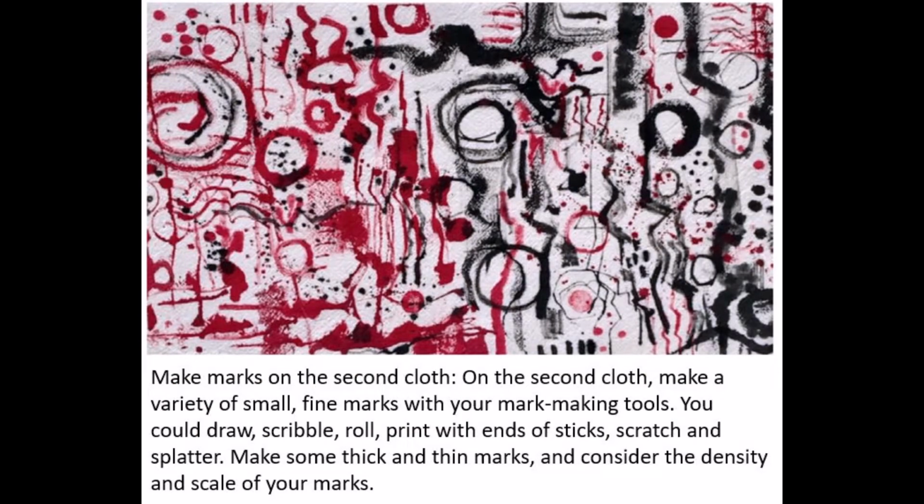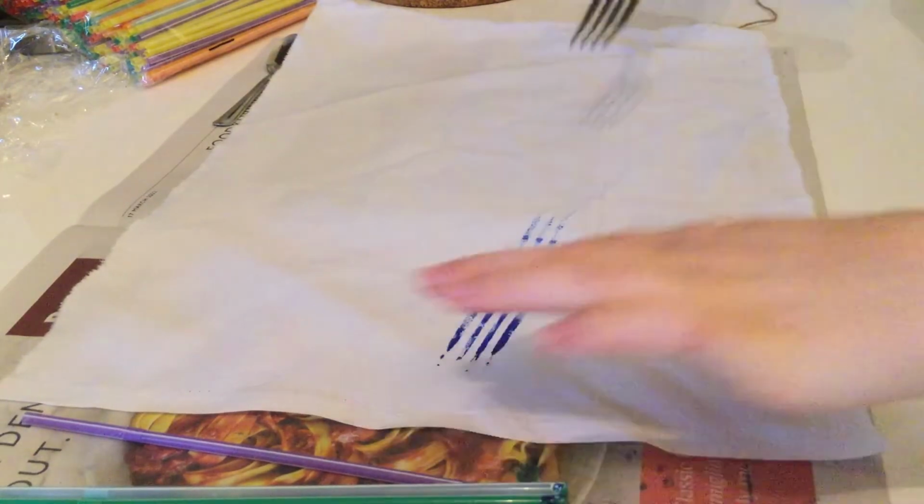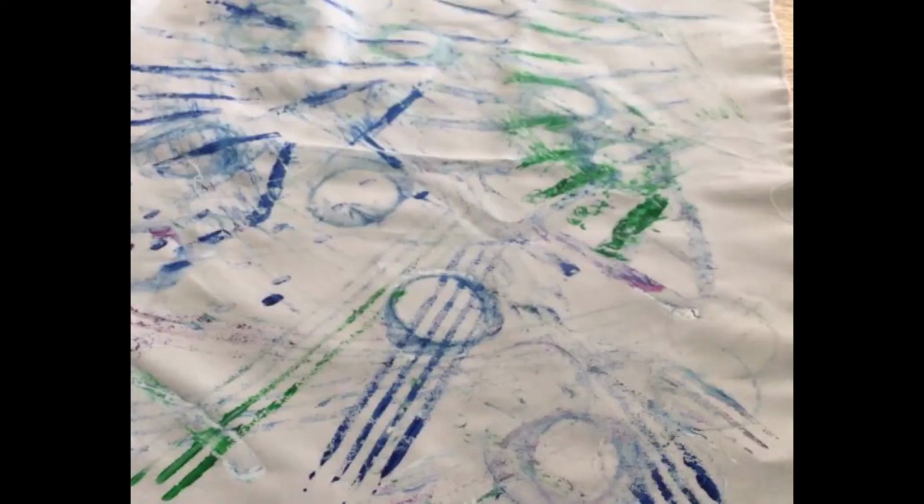And then you're going to start making marks on your second cloth. When it comes to making marks on the second cloth, you are again looking to use a variety of small marks with your mark making tools. Try and leave a bit more empty space and make it a little bit paler than the last cloth you did. Again, use different marks, draw, scribble, roll, print, scratch, splatter. Try and make some thick and some thin marks and then consider the density and scale.